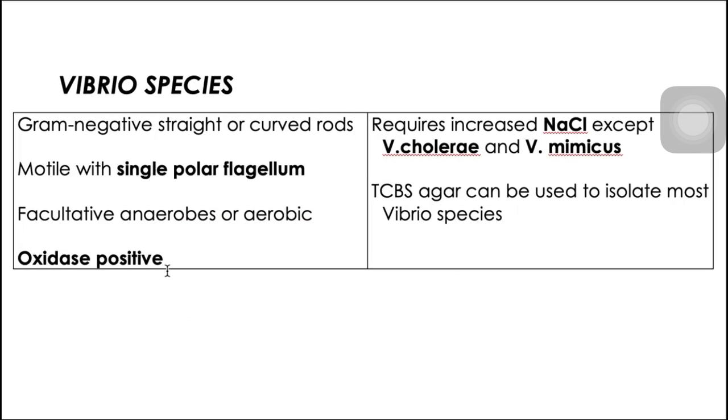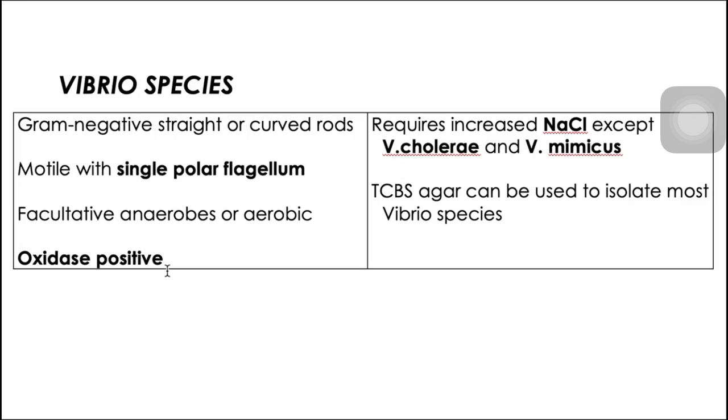Let's now move to your Vibrio species. Vibrio species are gram-negative. They are motile with a single polar flagellum. Hence, their motility is described as darting motility. Because they have a single polar flagellum, their motility looks like a darting motility, similar to your Campylobacter. And again, they are oxidase positive. Pseudomonas is also oxidase positive, in contrary to your Enterobacteriaceae, which are oxidase negative.